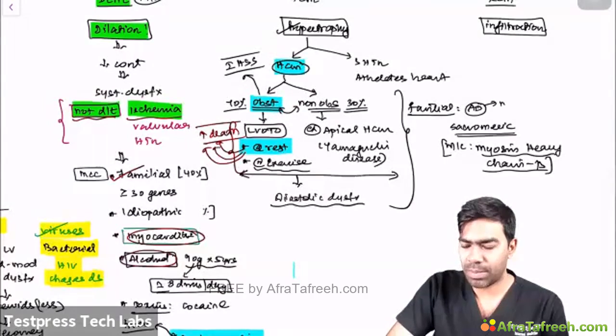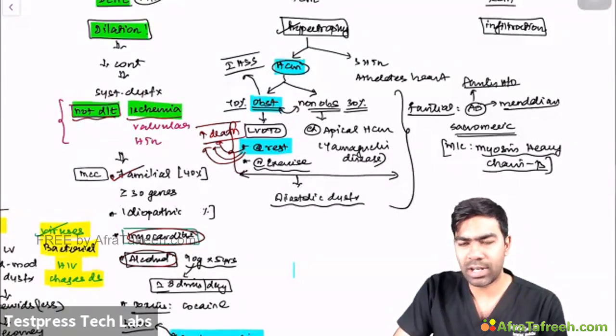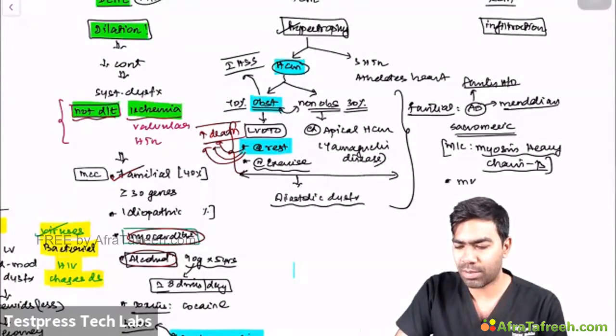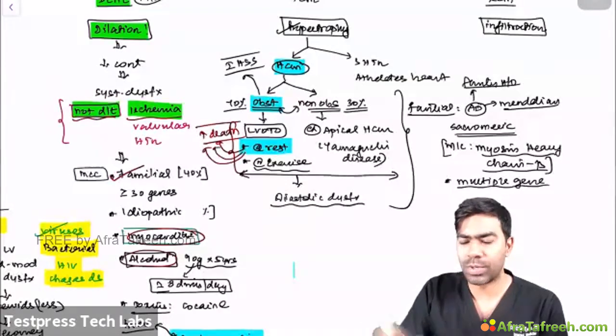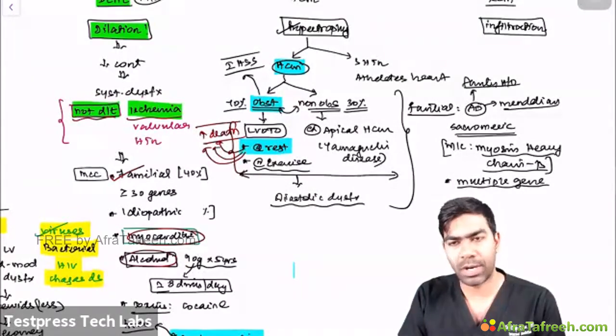More importantly, being a Mendelian disorder, you'll have a strong family history for sure, no doubt about that. But usually Mendelian disorders tend to be monogenic, single genes. This is an exception because you're going to have multiple gene involvement. It's a multiple gene disorder. Many genes are involved, most commonly myosin heavy chain beta, but multiple gene involvement can be there in the setting of hypertrophic cardiomyopathy.